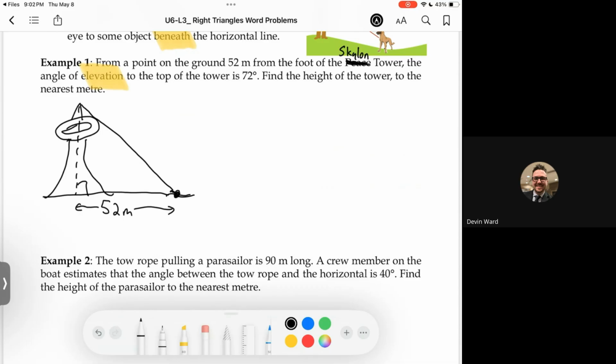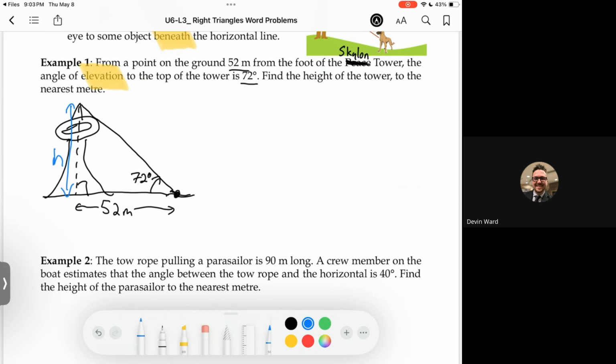So if I'm looking here, my horizontal is right here. Oh, that's funky. Okay. And the angle goes up this way. And the angle, it says, is 72 degrees. Oh yeah, and I got my 52 meters here. Now I want to find out what is my height here. So from here to here, how high is the Skyline Tower?